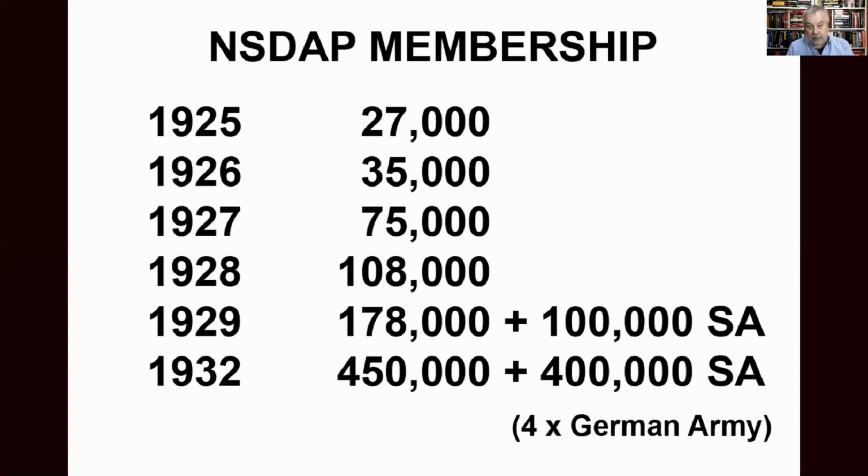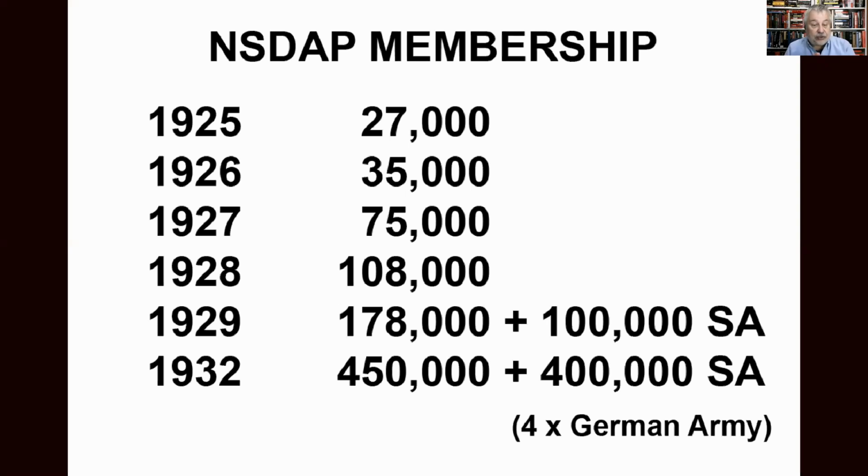And some of you with a little bit of a handle on history can guess why, but I'll get into it as we go further into the lecture. But by 1929, you have 178,000, almost 200,000 party members. It almost doubles in 1929. And by then, you also have 100,000 uniformed thugs, the SA, the paramilitary.